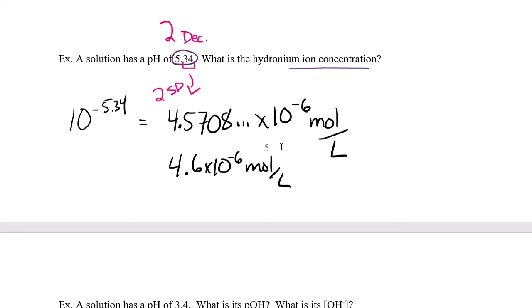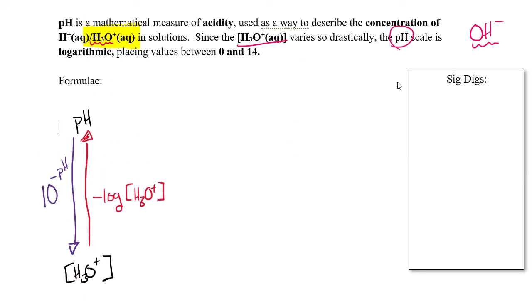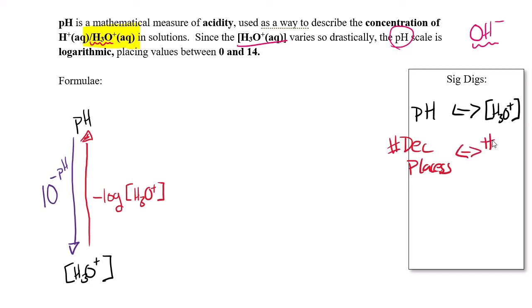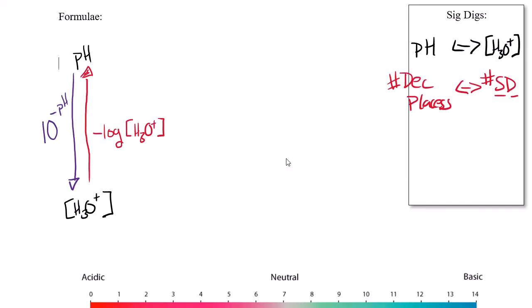And let's write this sig dig rule down for ourselves. So for sig digs here, if I have my pH and I'm going to my concentration, or vice versa, the number of decimal places that I have needs to correspond to the number of sig digs that I have in my concentration. And if I wanted to go the other way, I would just take the negative logarithm of the value.